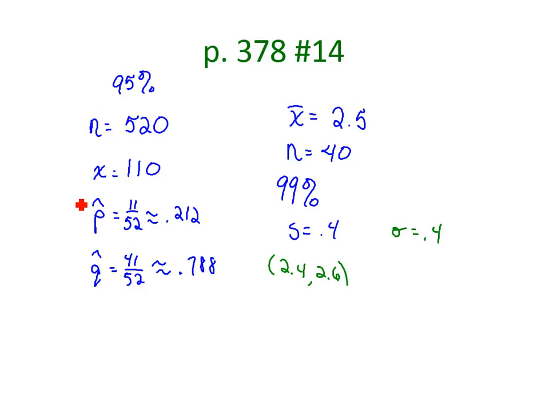On this one? So it's not 2.4 to 2.6? Did I type something in wrong? 0.4. Oh, I forgot to change that to 0.95, or 0.99. I think I did that on the other side too. No, I did it on that one. Okay.